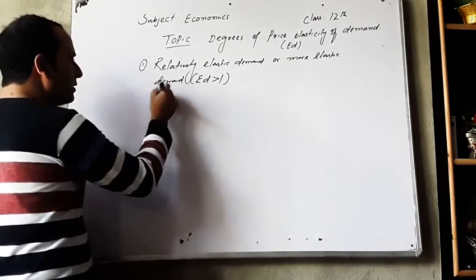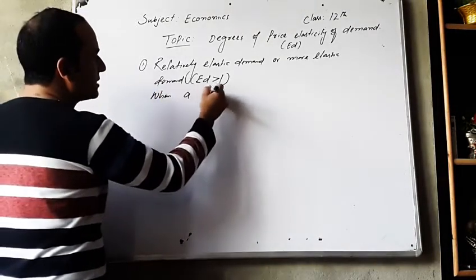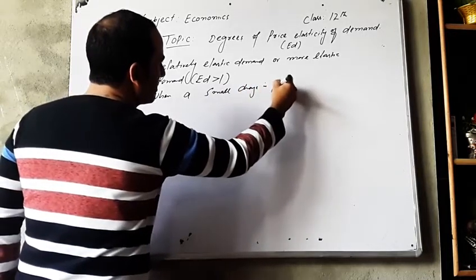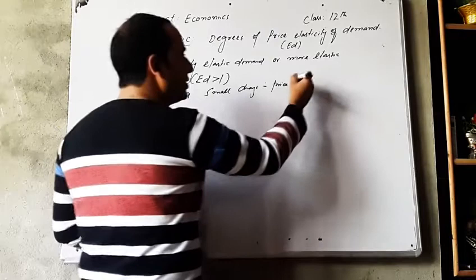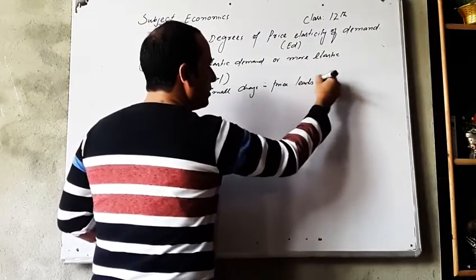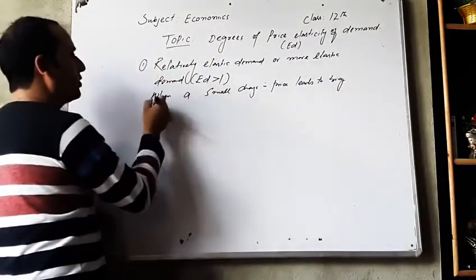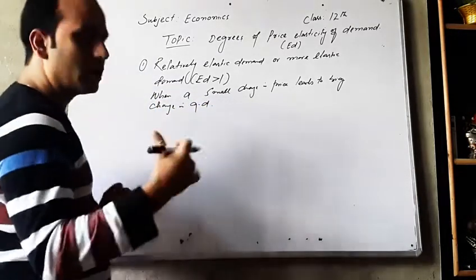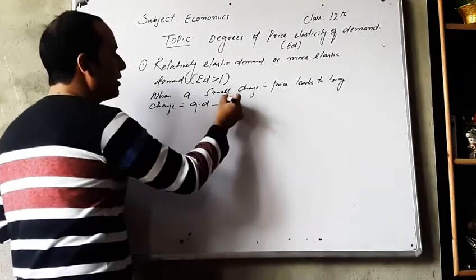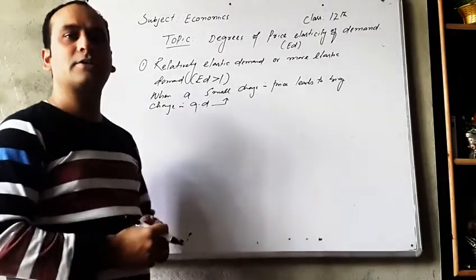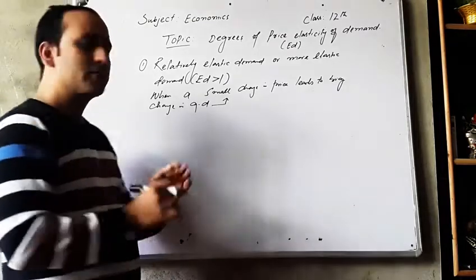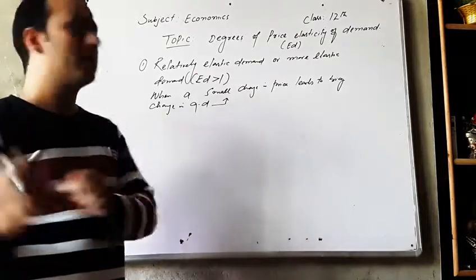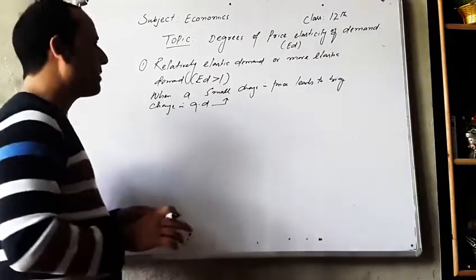When a small change in price leads to big change in quantity demand. So when a small change in price leads to big change in quantity demand, it is called a relatively elastic demand. That means when the change in price is less, but change in demand is more. This is called relatively elastic demand, and this can be better explained with the help of a diagram.